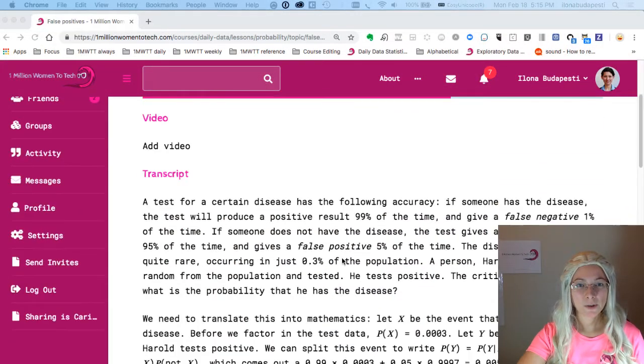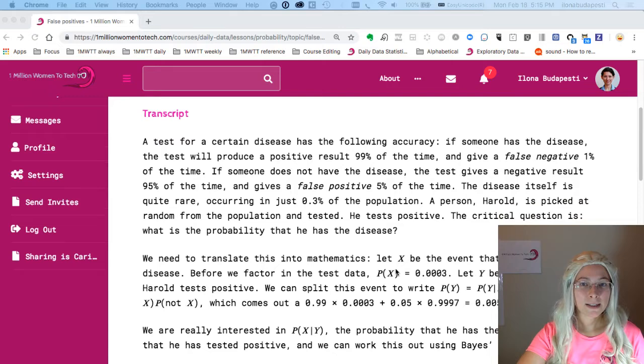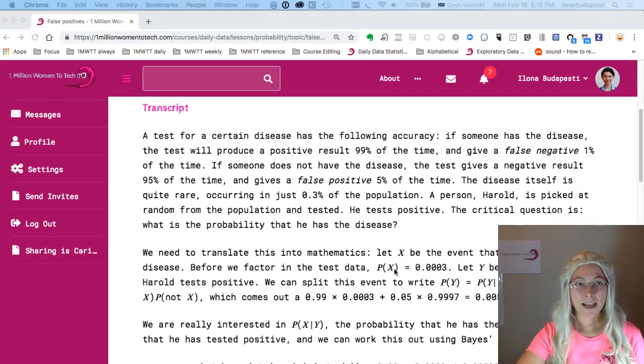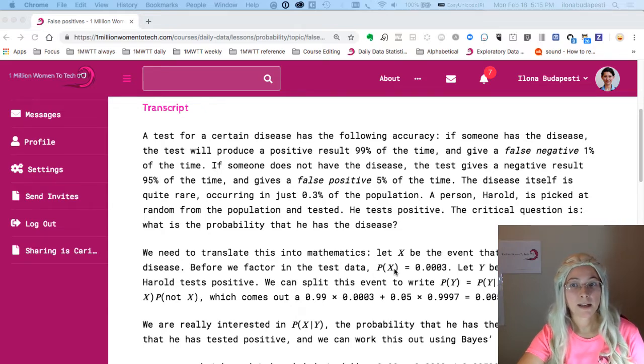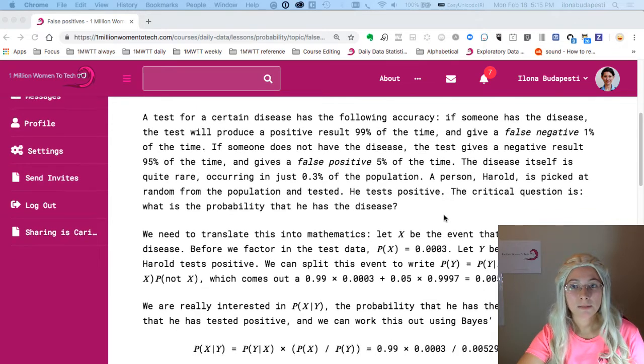Today we'll talk about false positives. A test for a certain disease has the following accuracy. If someone has the disease, the test will produce a positive result 99% of the time and give a false negative 1% of the time. If someone does not have the disease, the test gives a negative result 95% of the time and gives a false positive 5% of the time. The disease itself is quite rare, occurring in just 0.3% of the population.